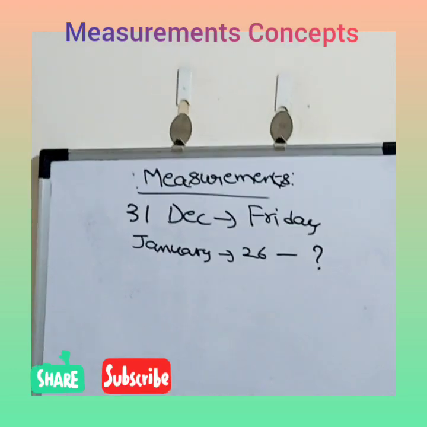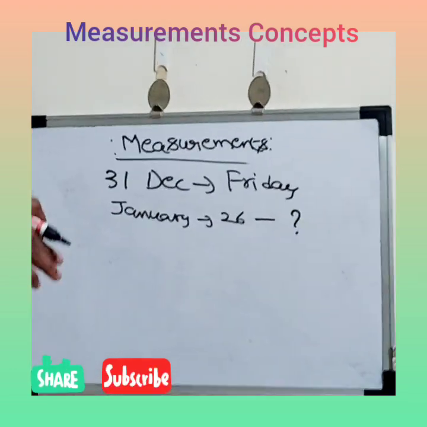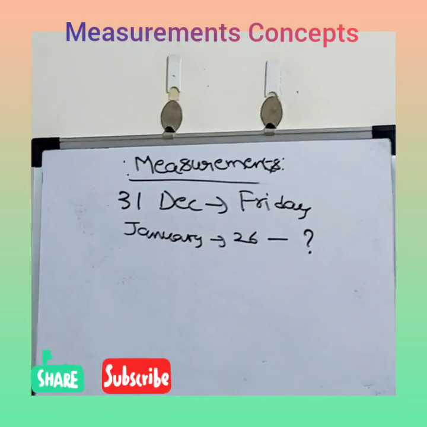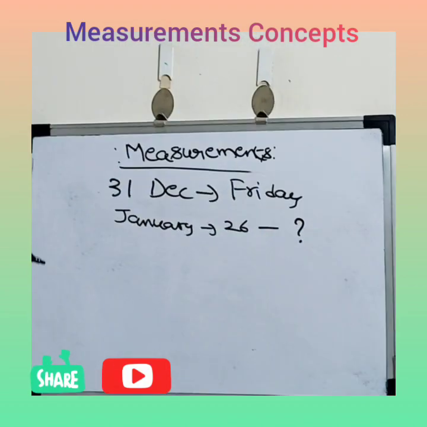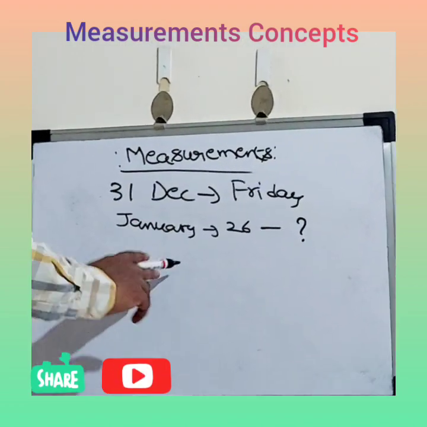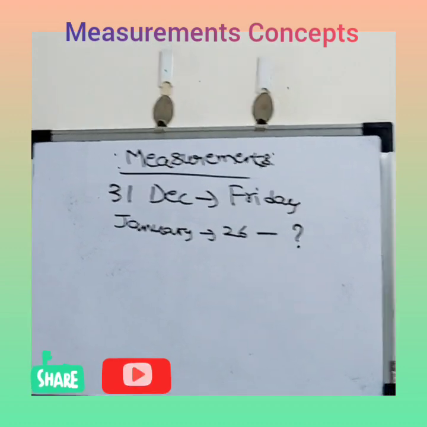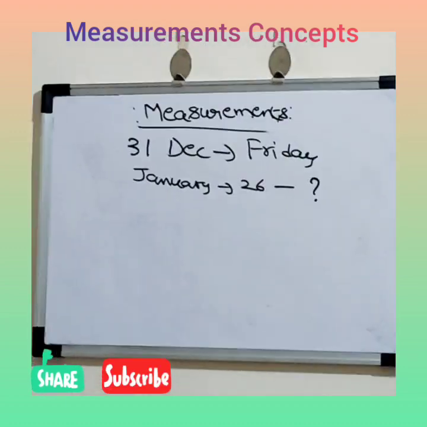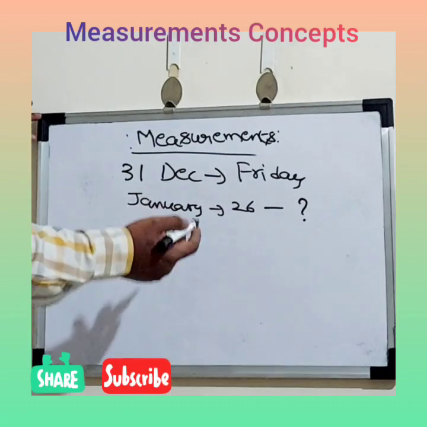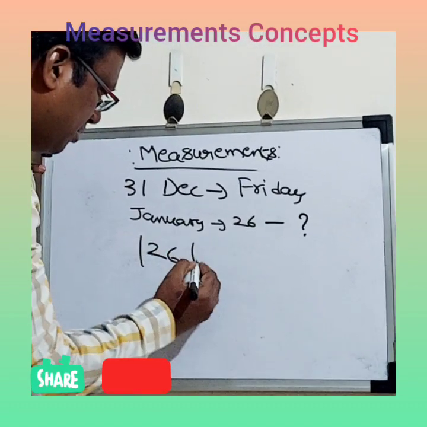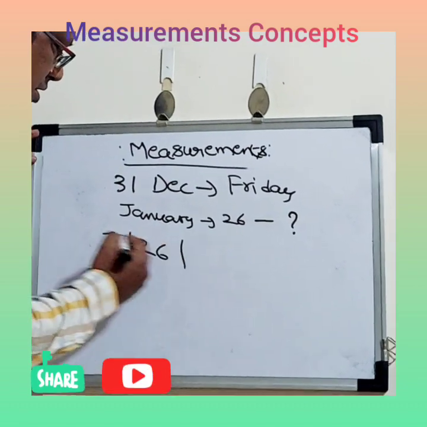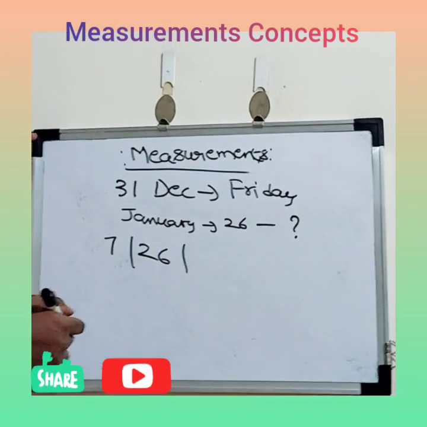Now we will see one more problem which we can solve with the previous logic. 31st December of a particular year is Friday. Then what is the day of the week for January 26th? We need to follow the same logic. From January 1st to January 26th, how many days? 26 days. 1 week is equal to how many days? 7 days.